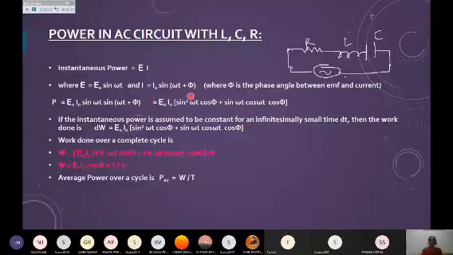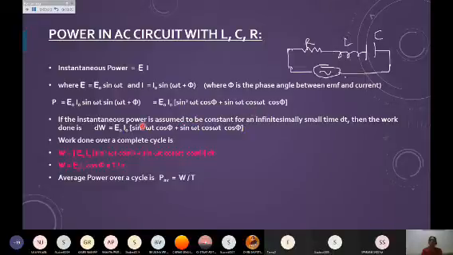Because we are taking phi as the phase difference between the EMF and the current in the LCR series circuit. Now if I simply use the trigonometry formula for sine omega t plus phi, and open this, I will get sine omega t cos phi plus cos omega t sine phi. Multiplying with sine omega t, the power equals E naught I naught sine square omega t cos phi plus sine omega t cos omega t sine phi. If you wish, you can write that formula in brackets. Otherwise, you can directly open this by your knowledge.